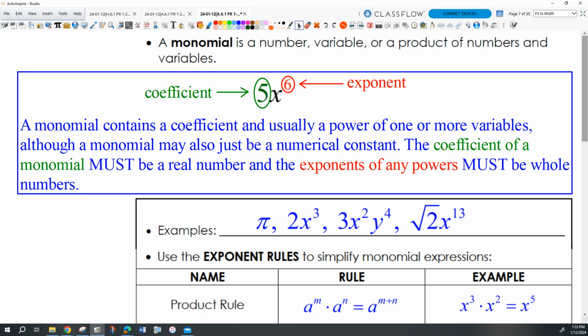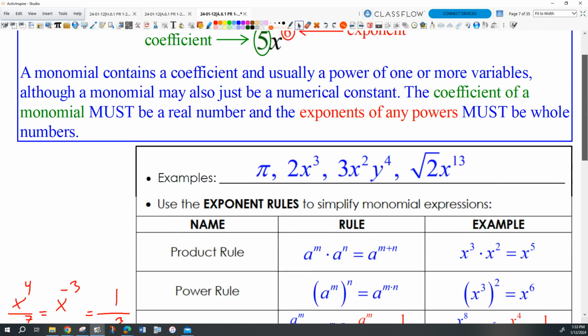Well, the coefficient just needs to be a real number. It could be any real number. It could be irrational, could be a fraction, could be a decimal, whatever. It's just a real number. The exponent needs to be a whole number. So it can't be negative, it can't be a fraction, it can't be a decimal. It's just got to be a simple whole number: 0, 1, 2, 3, 4, 5, etc. One of those numbers, okay?